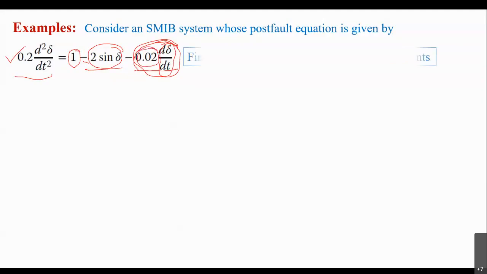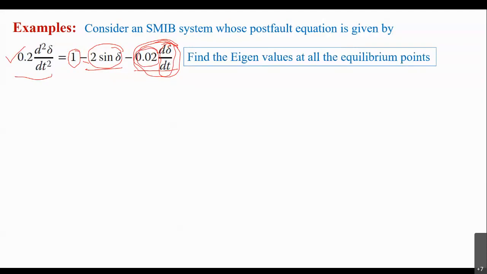Okay, so now the question is: find the eigenvalues at all the equilibrium points. So how many equilibrium points do we have? 3 equilibrium points, 1 stable equilibrium point and 2 unstable equilibrium points. How will we find the eigenvalues? If we know the system matrix in state space form, then we can easily find the eigenvalues. So let us convert this into a state space model.